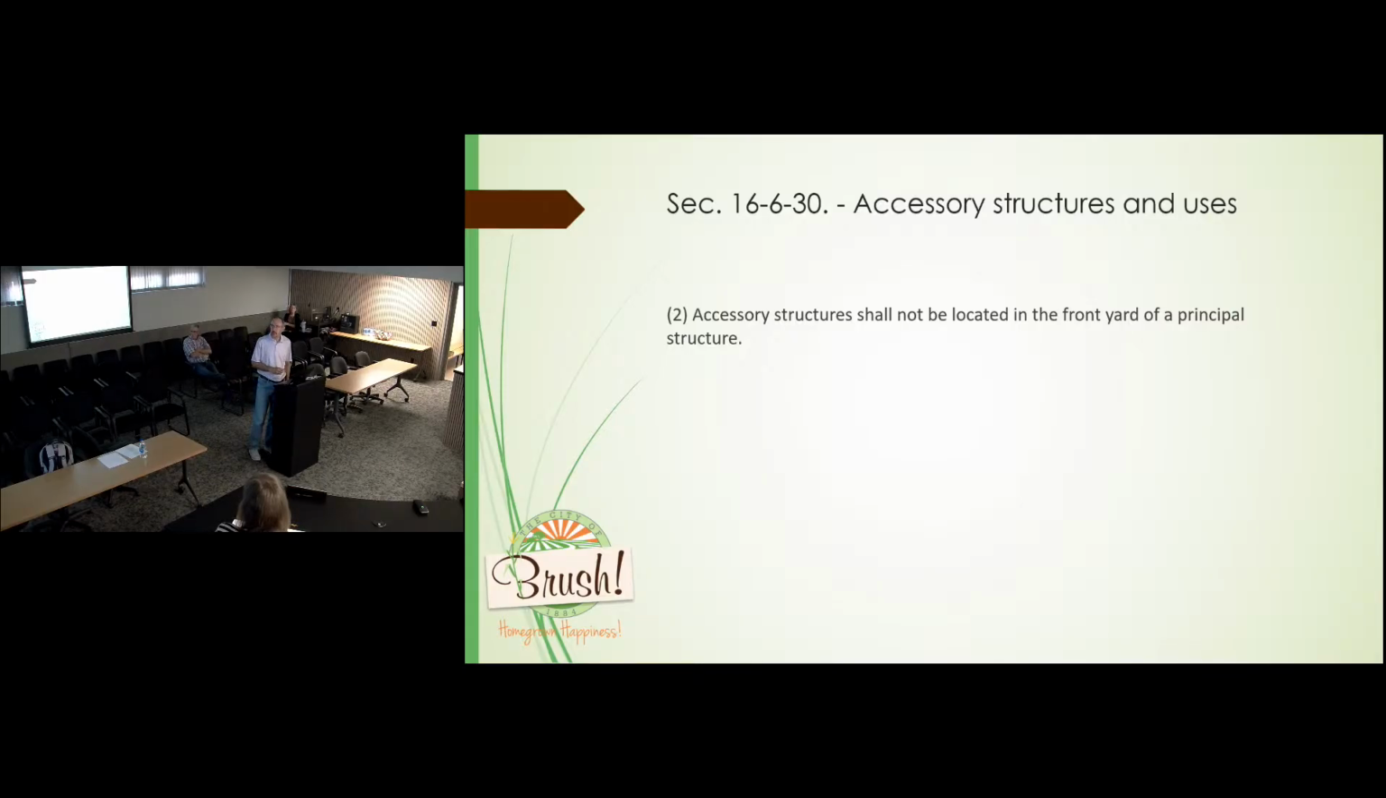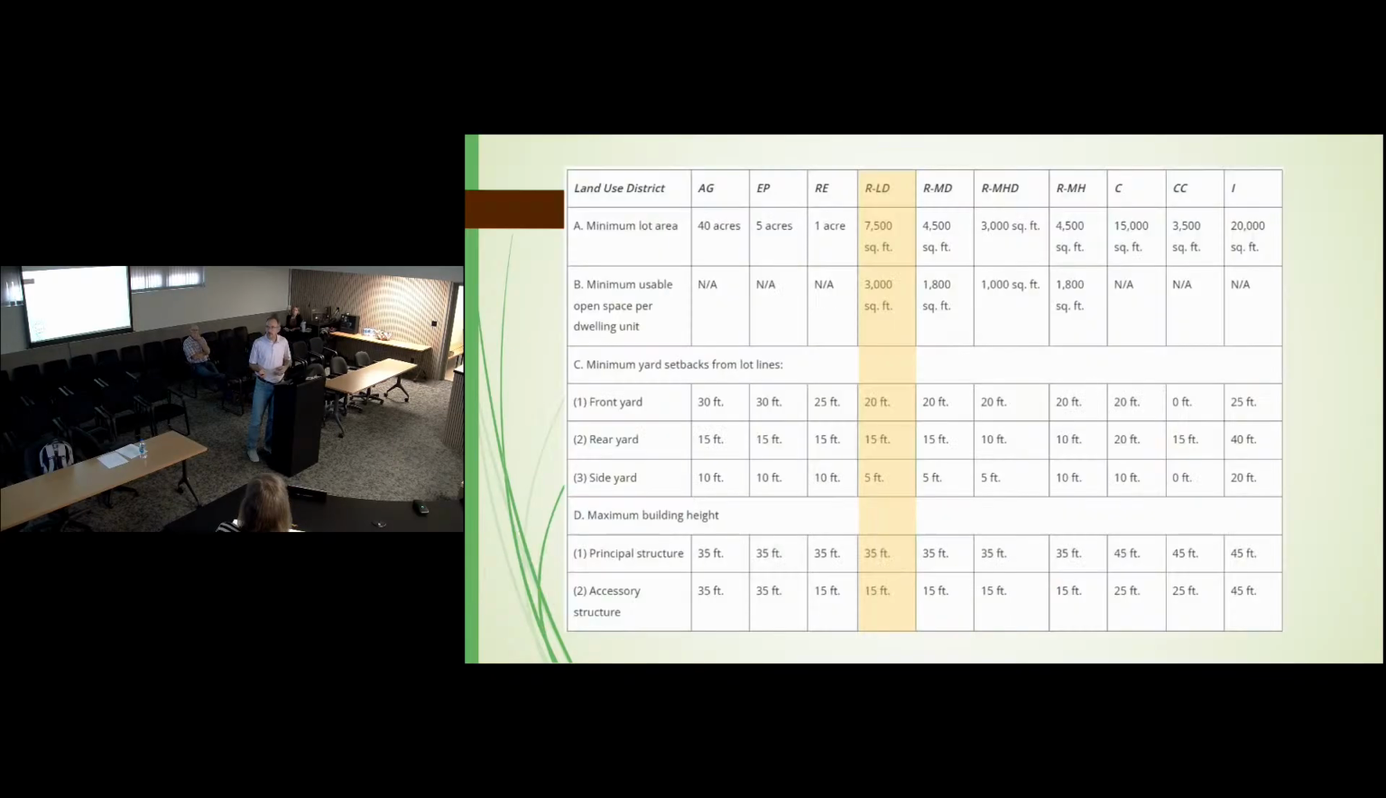Accessory structures cannot be located in the front yard of a principal structure. Principal structure for residences being the house, of course. And then back to that code again. This is residential low density.